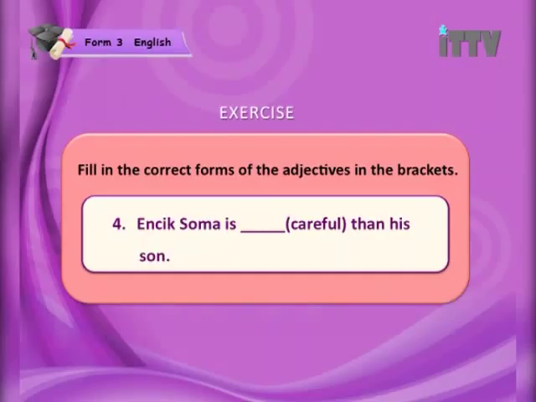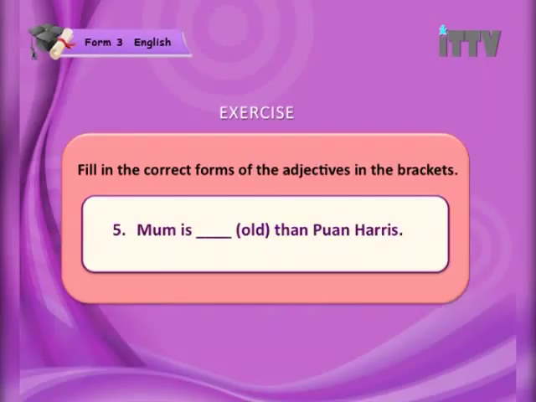Next, number 4. Inche Soma is blank, careful than his son. Answer, Inche Soma is more careful than his son. Now they're comparing Inche Soma to the son. Next, number 5. Mum is blank, old than Puan Harris. Answer, Mum is older than Puan Harris.